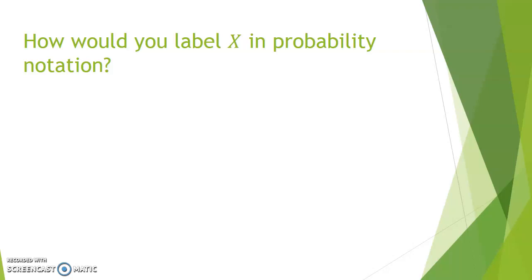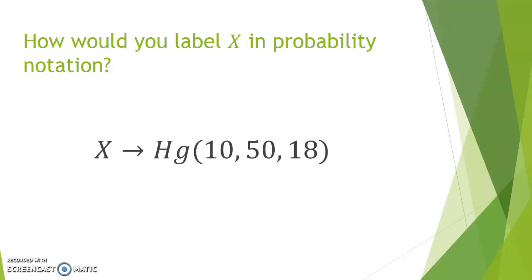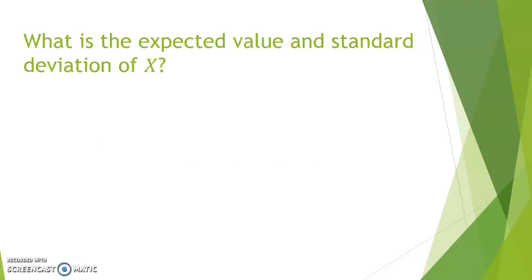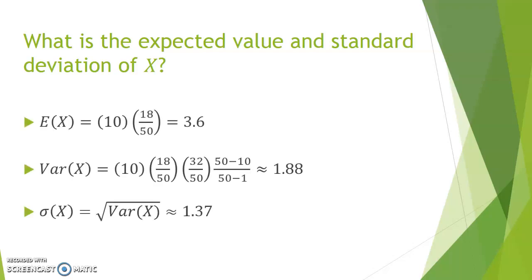How would we label x in this probability case? Well, we'll say that x obeys a hypergeometric, where 10 selections take place, 50 elements form the population, 18 of which are successes. How many students do you expect to select in the 10 that are writing tests? Well, here we go. So we've got our different formulas for the expected value, the variance, and the standard deviation. So in your sample of size 10, you would expect 3.6 of them to be writing a test that day. And that number could very well fluctuate by 1.37.